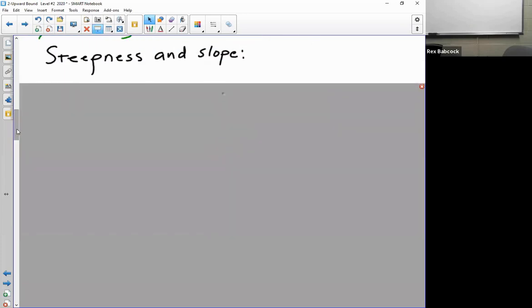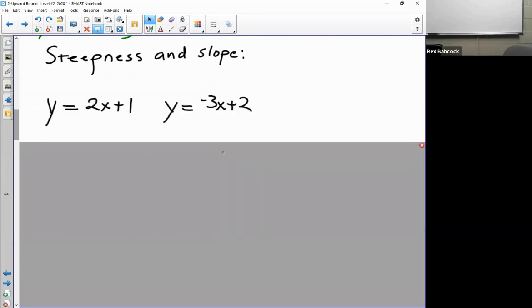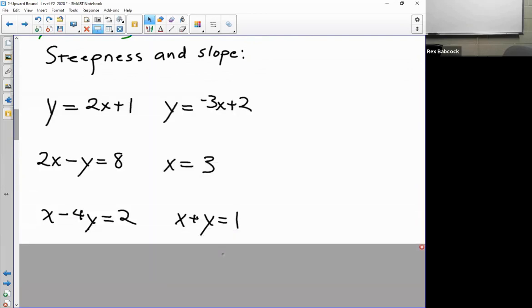Okay, next, steepness with slope. Again, we can have several lines listed and say, well, which one is the steepest? Well, I would look at the slope. The bigger the number, as the number gets larger, the steeper it is. This one has a slope of 2. This one has a slope of -3. Which one's the steepest so far? Well, this one is, even though it's negative.